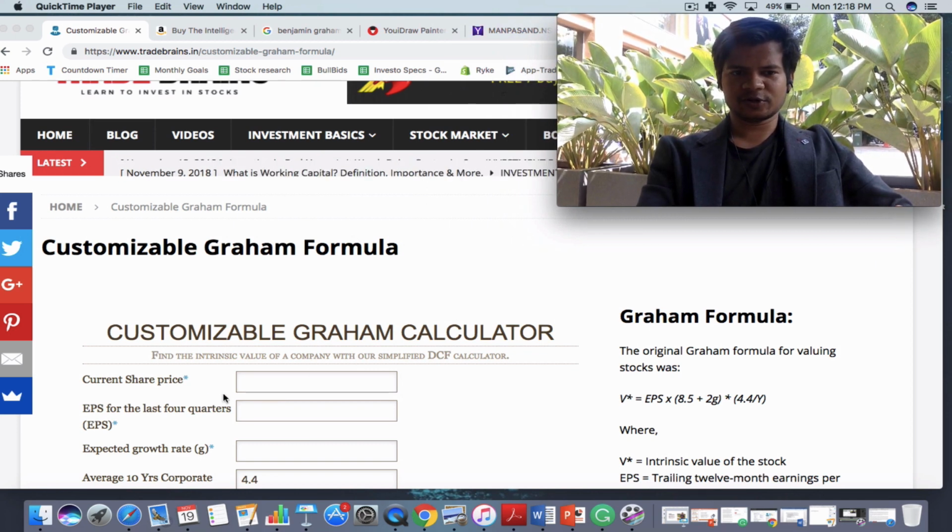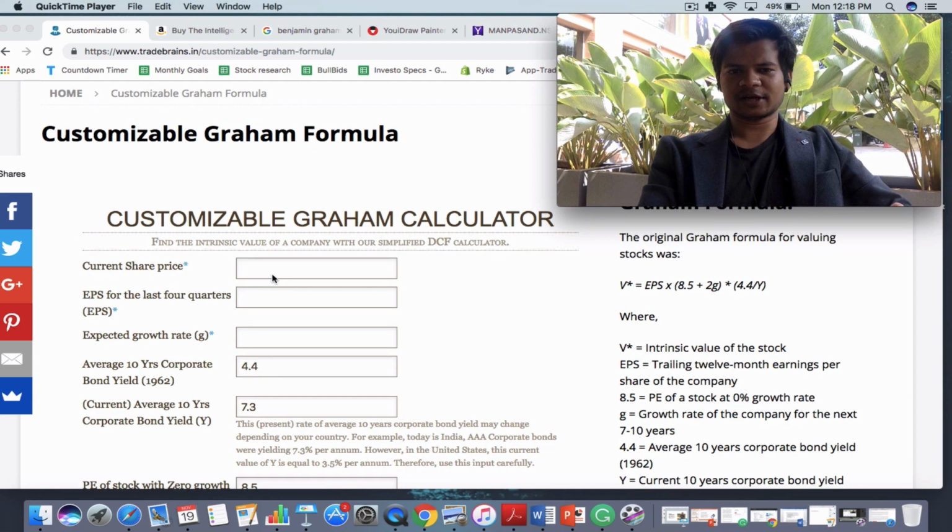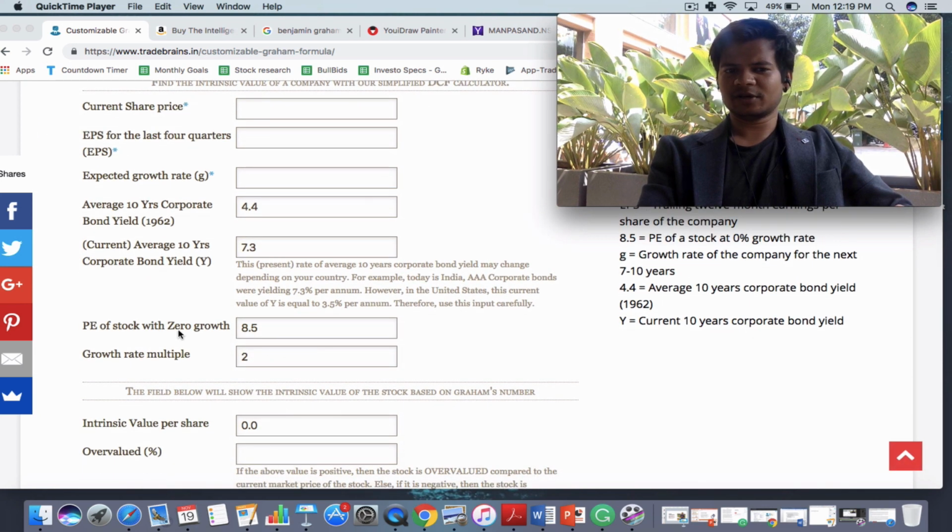For example, here you can find all the different inputs like the EPS of the company. You have to input the expected growth rate and the P/E of the stock with 0 growth rate, which is currently taken as 8.5, but you can change this input from 8.5 to 7 or 7.5, whichever you prefer. And similarly, the growth rate multiple, you do not need to take as 2, you can take it as 1. So let's again do the calculation for Manpasand Beverages.